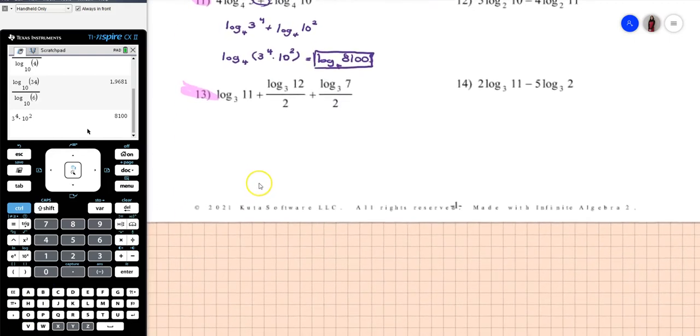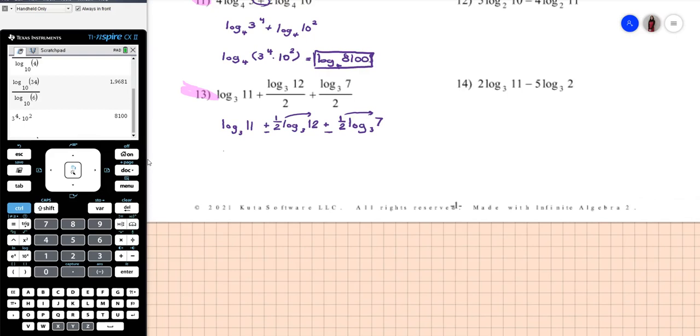Alright, and then on number 13, now we've got these fractions in here. So I'm going to rewrite these. Instead of a fraction, I'm going to use a coefficient of 1/2. So it's the same thing. It's just something that makes a little more sense in my brain. Because now that coefficient goes as a power, and these will condense it to multiplication.